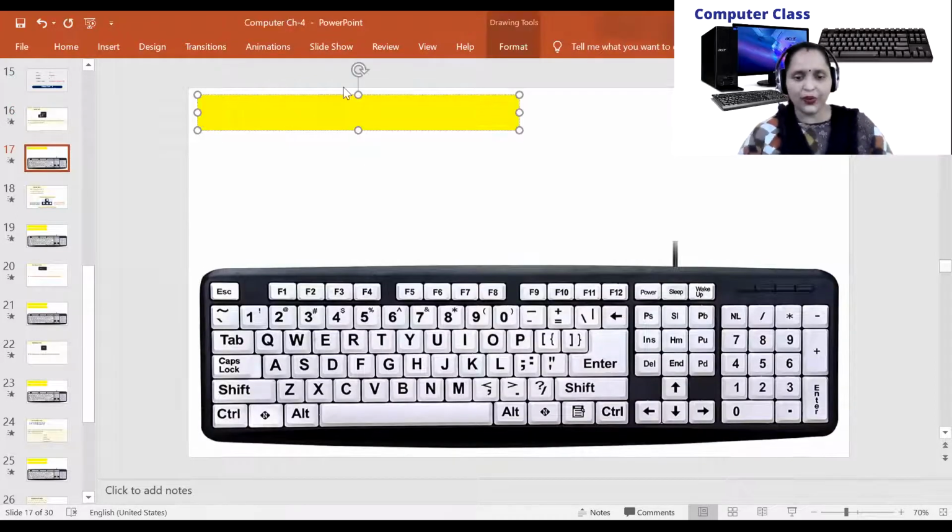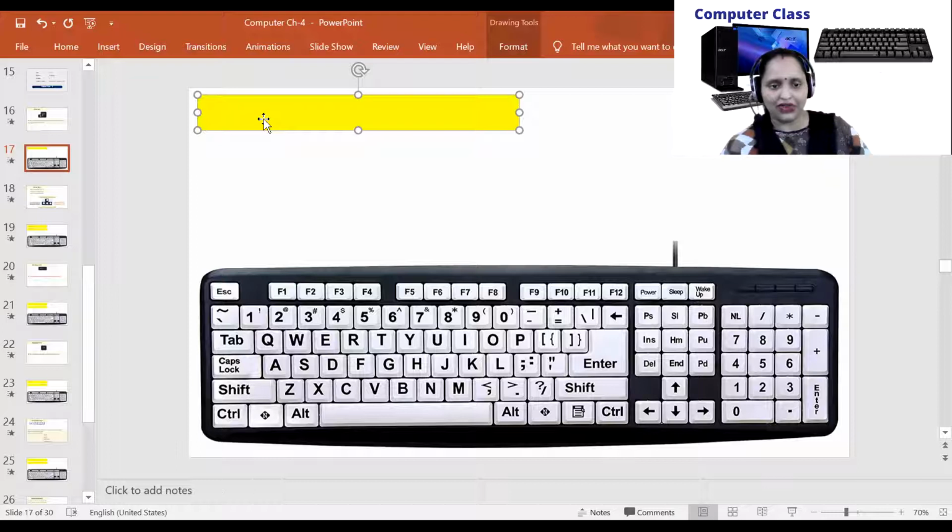Children, you can see this is our keyboard, and on our keyboard there are two enter keys. We studied in the previous video that there are two enter keys. One is here and one is this, just beside the numeric keypad. So how it works, let's see, children.